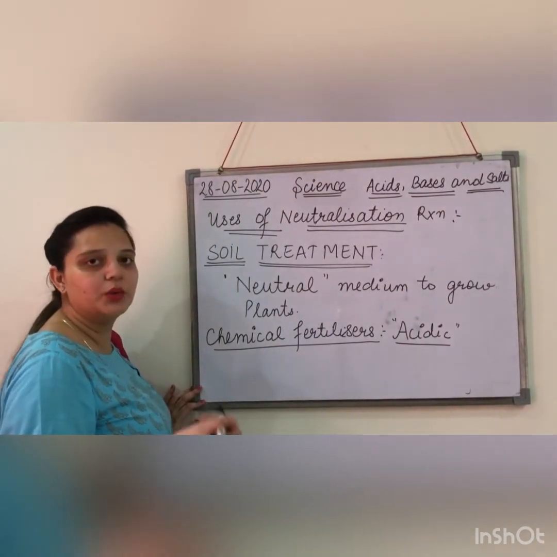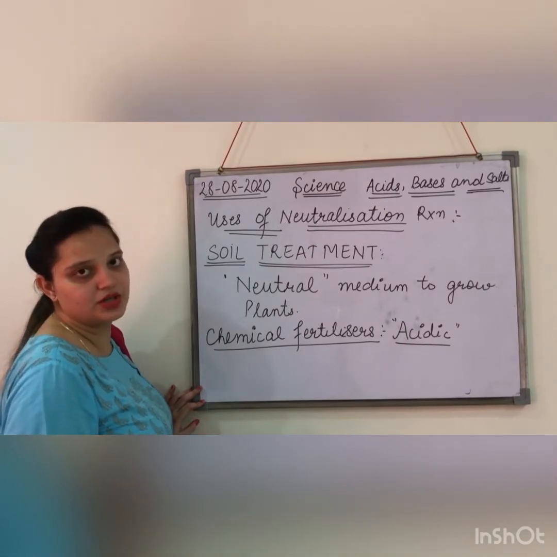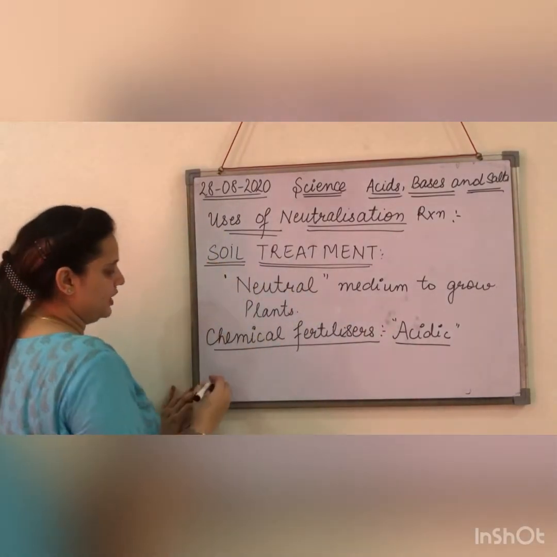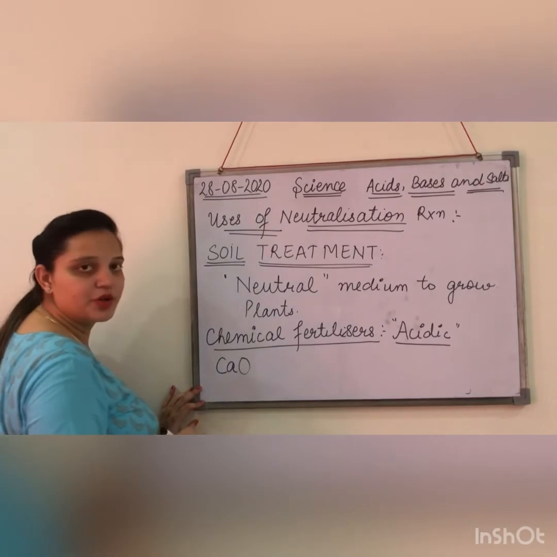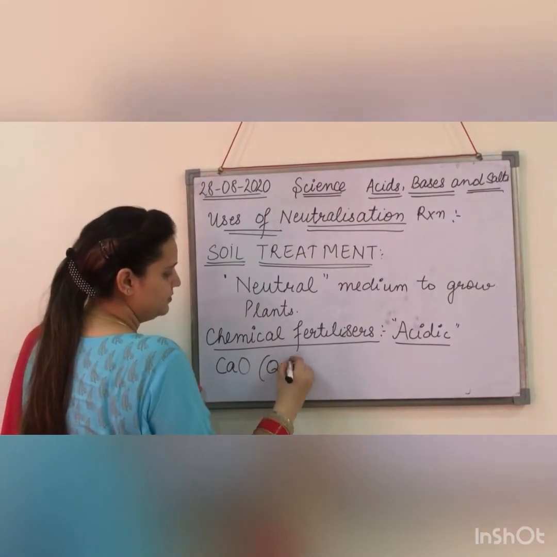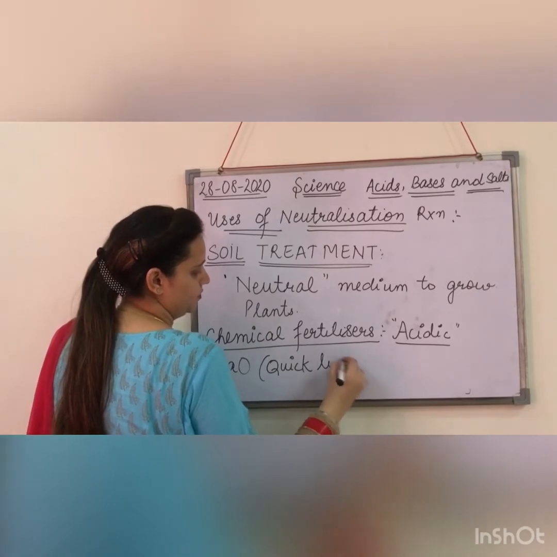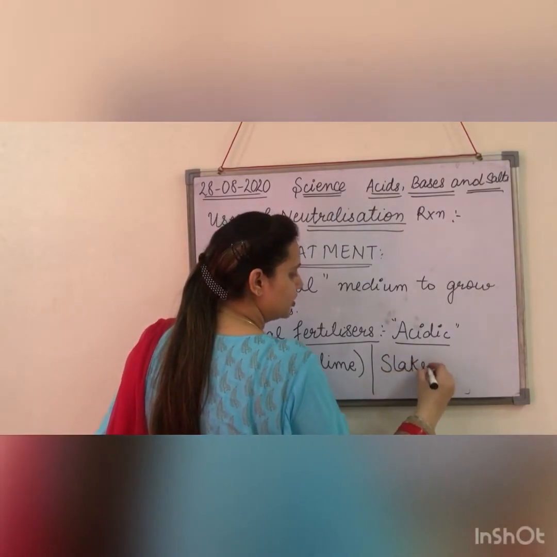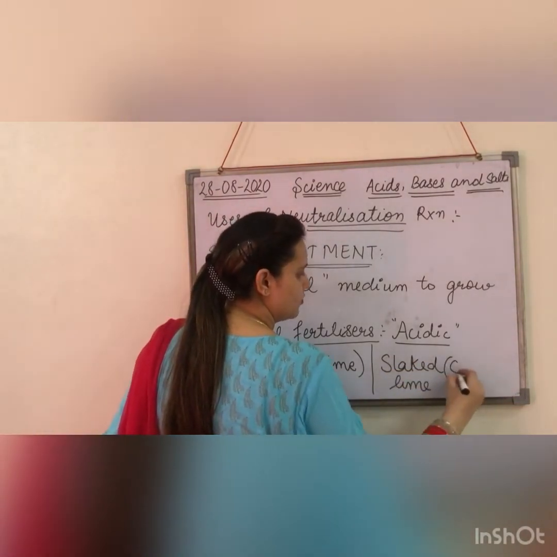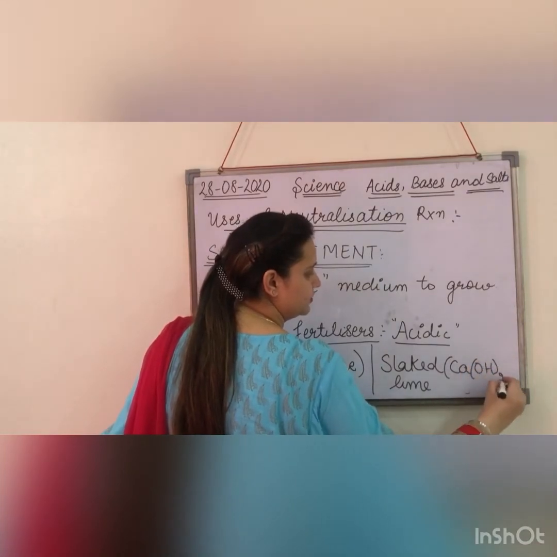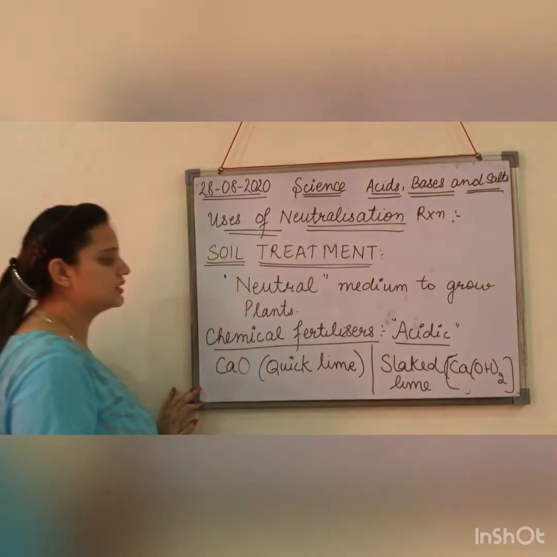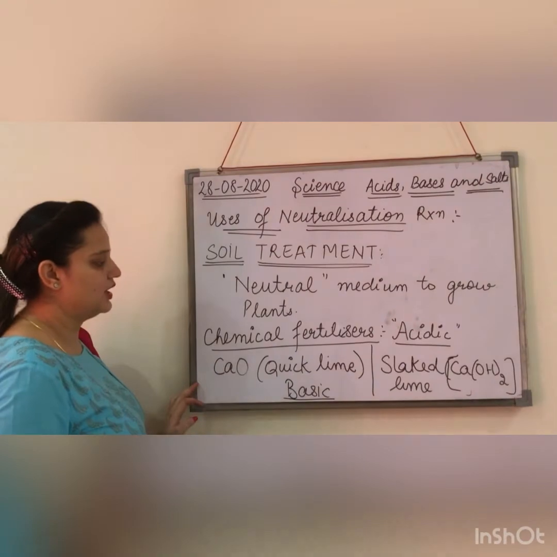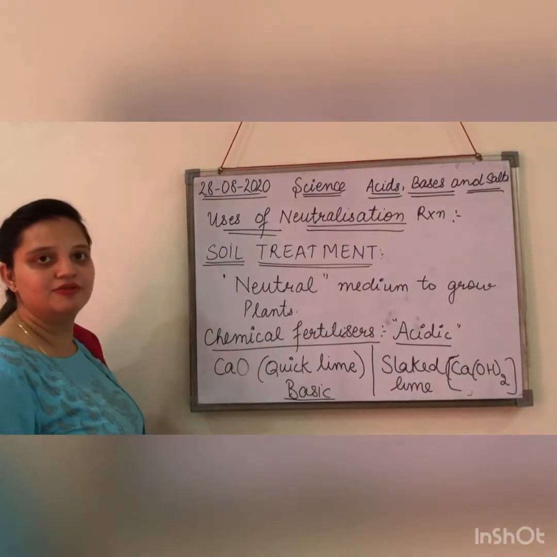So we have to add some basic substances to the soil to neutralize the effect. What basic substances are we going to add? We can add calcium oxide, that is quicklime, or we can add calcium hydroxide, that is slaked lime. These substances are all basic, and they neutralize the acidic effects of chemical fertilizers.